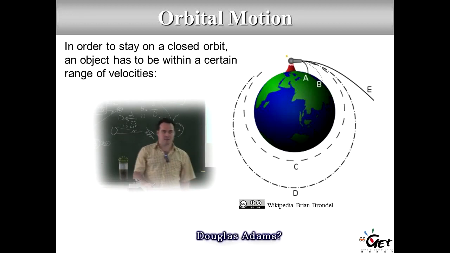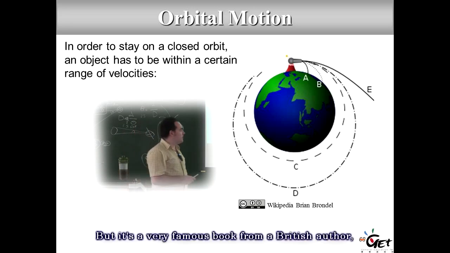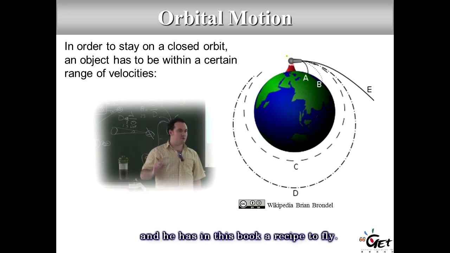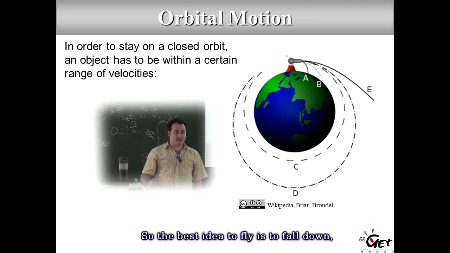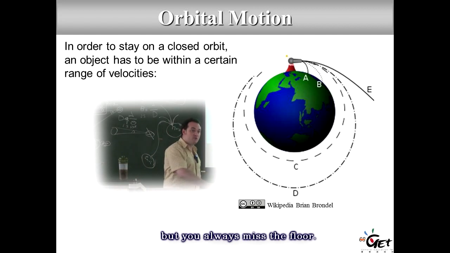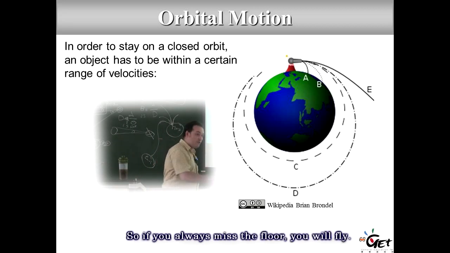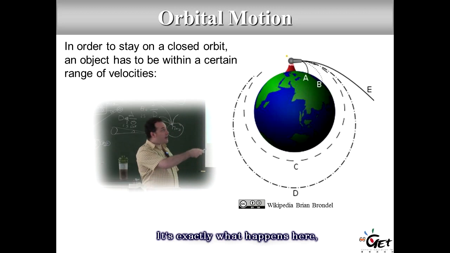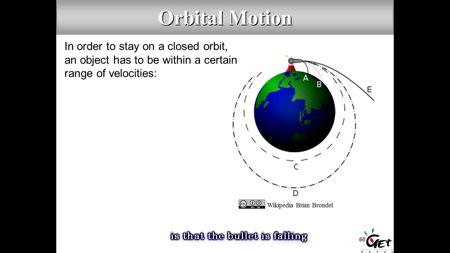It's Douglas Adams. Well, probably not geeky enough, but it's a very famous book from a British author. And he has in this book a recipe to fly. The best idea to fly is to fall down: you jump and fall down, but you always miss the floor. So if you always miss the floor, you will fly. Exactly what happened here is that the bullet is falling, but it always misses the floor.